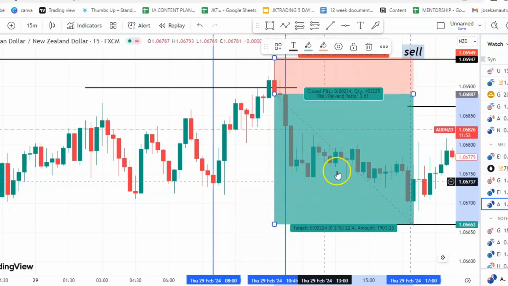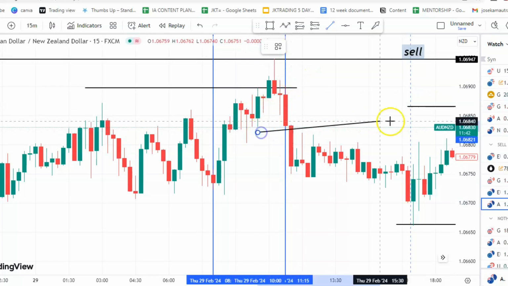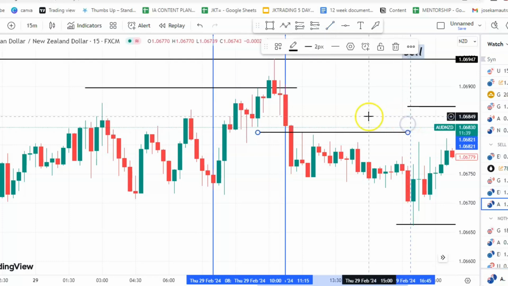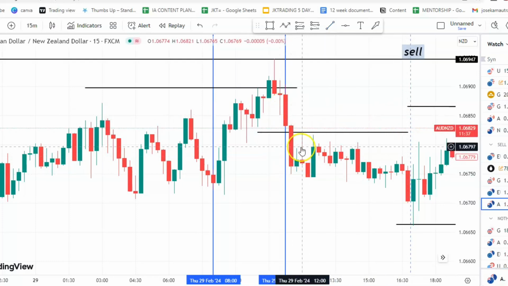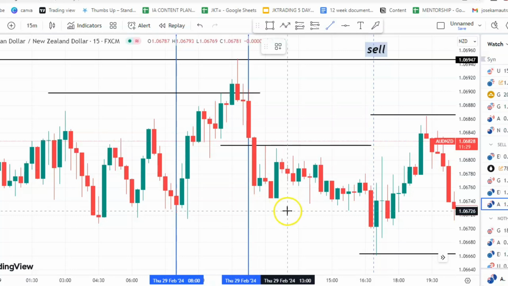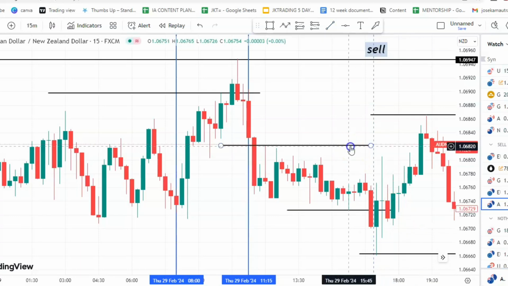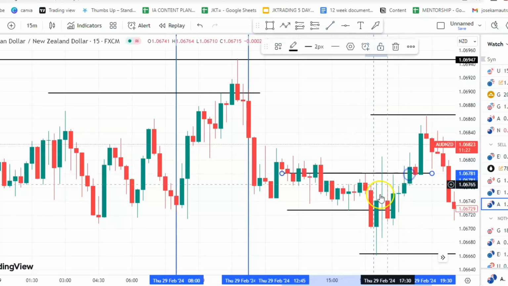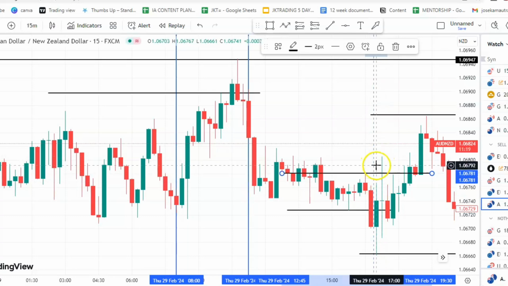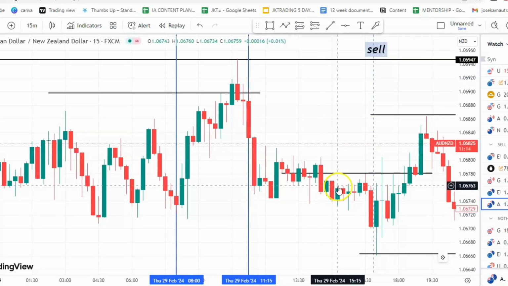Now, we were targeting the low of the day, but price did not hit TP. So what do we do? We trail our stops every time we create a new low. So we created this new low and we broke it, so our stops are moved to this level. And then when price again breaks this level, we can move our stops to this level. Then you find yourself getting stopped out at this area with profits in your account.